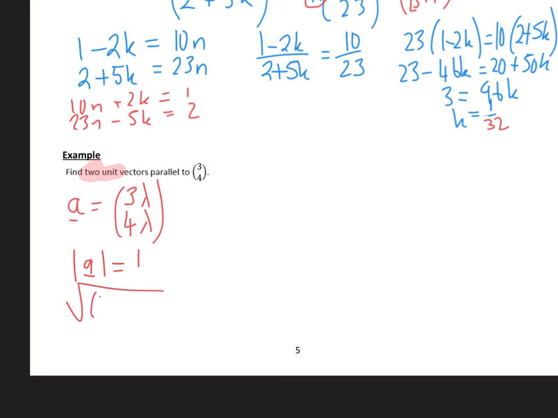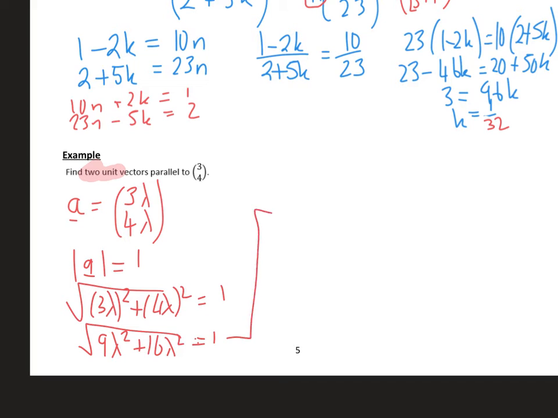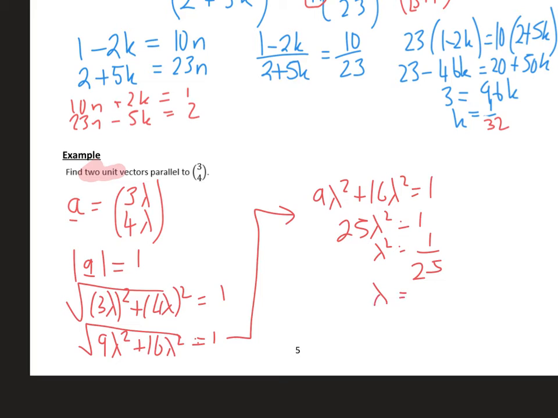So if I do (3 lambda) squared plus (4 lambda) squared, that equals 1. So I can simplify the brackets to get 9 lambda squared plus 16 lambda squared equals 1. So 25 lambda squared is 1. So lambda squared is 1 over 25. Square root both sides. I get 1 over 5. And I can have a plus or a minus. So that's where I get two answers from.